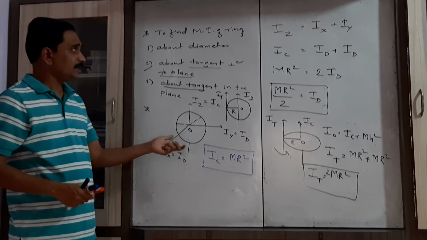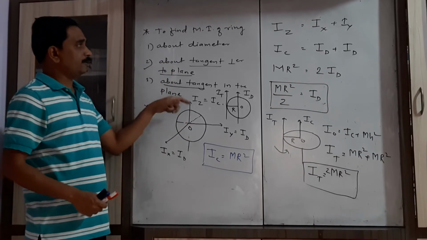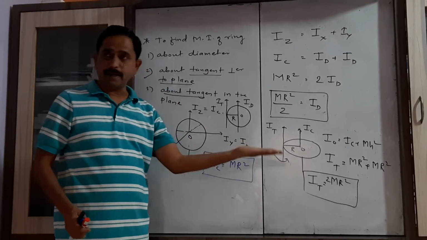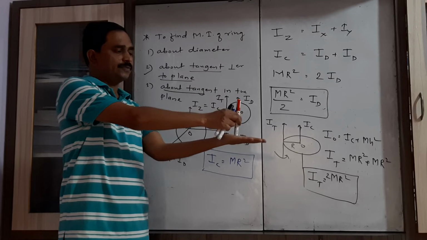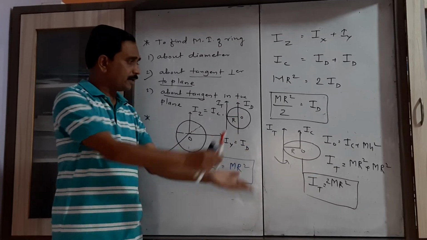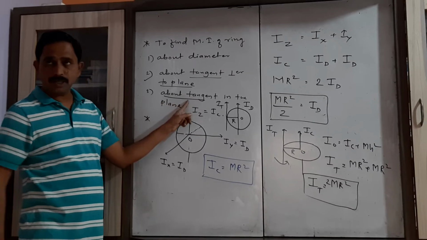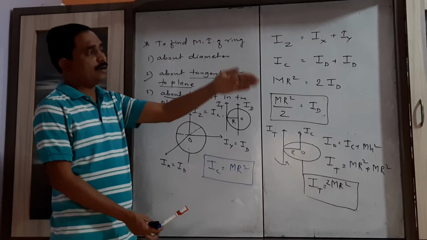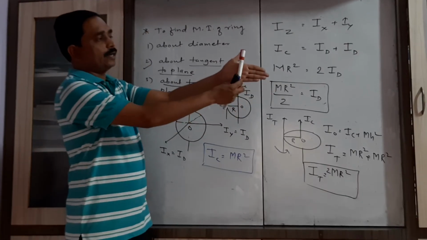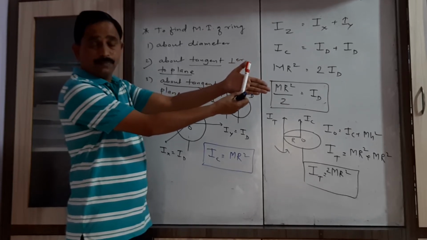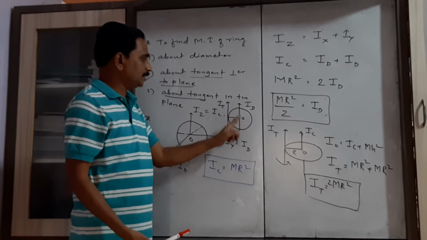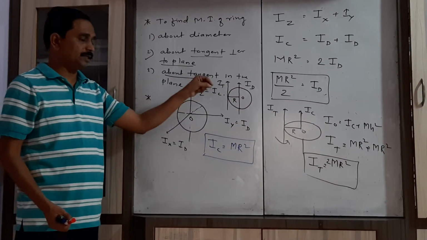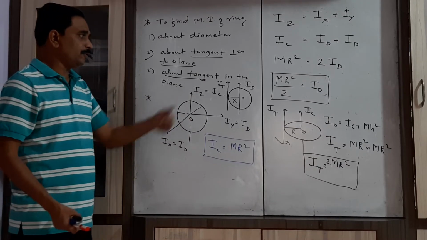But what is the difference? When we consider the moment of inertia of the ring about a tangent perpendicular to the plane, we have to keep that ring in a horizontal plane, and the axis which is passing is through the center. And when we consider the moment of inertia of a ring about a tangent in the plane, then you have to keep that ring in a vertical plane. That's why whatever axis passes through the center, that axis touches at those two points, so we consider that axis as an axis passing through the diameter. So what will be the answer?